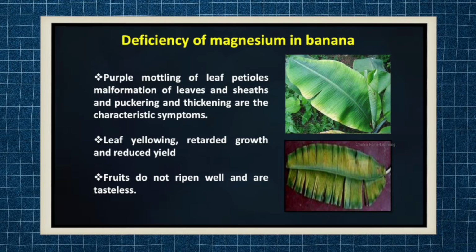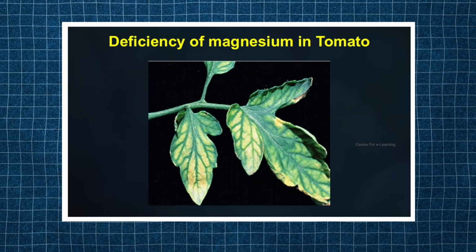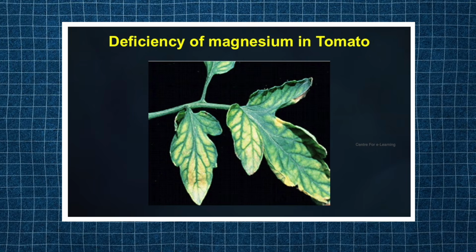In banana, the deficiency is slightly different. Leaves will be small and bunches will be small. Now, typical deficiency of magnesium in tomato is intervenal chlorosis. Veins are green and the laminar portion is yellow. Typical intervenal chlorosis. I told you almost 70% of soils are deficient in magnesium. When magnesium sulfate is given, you can forget about sulfur deficiency also.